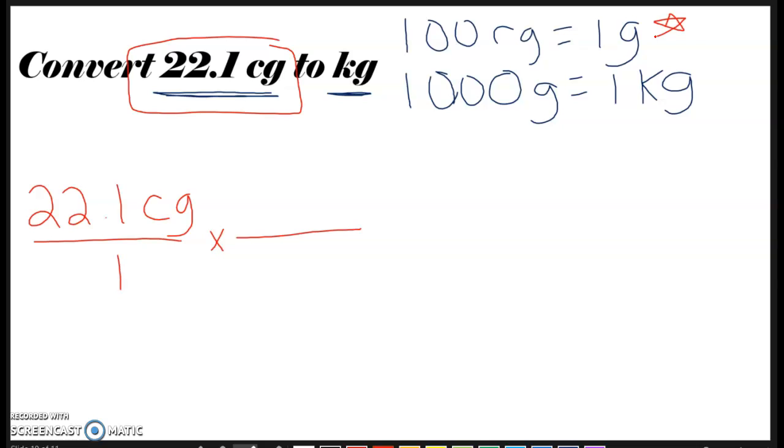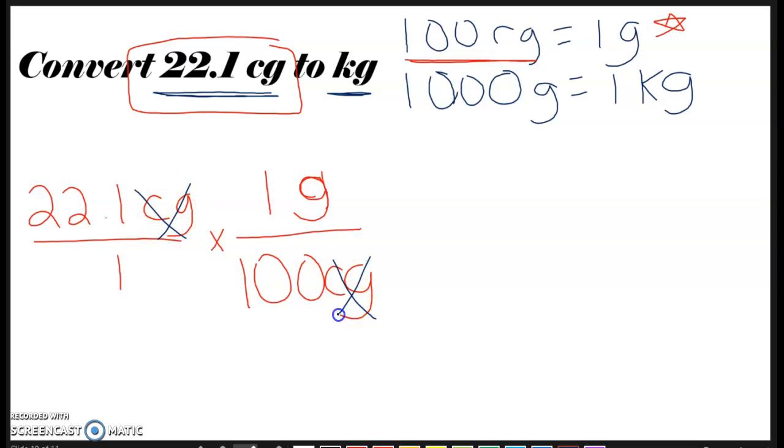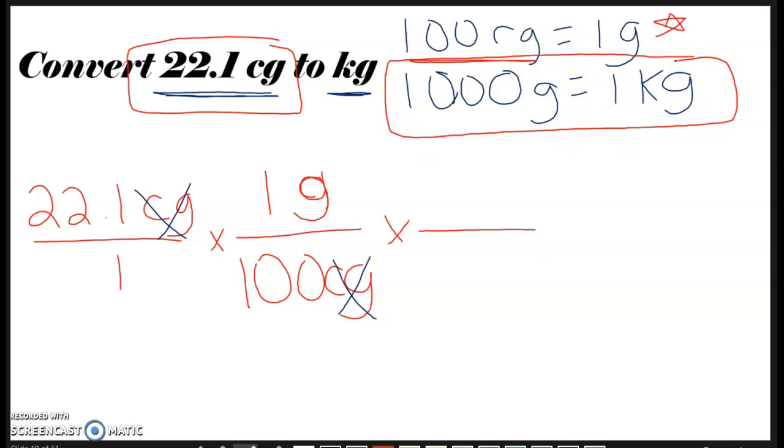Centigram is at the top of the first step, so I need to put 100 centigrams at the bottom right here. And I write what it equals on the other side, 1 gram. Now, that has canceled out my centigram unit, which is what I wanted. And I'm left with grams. Grams is not my final answer, so I'm just going to make another little multiplication and a fraction. And I'm going to use this conversion this time.